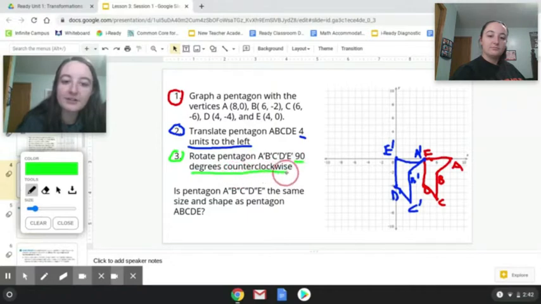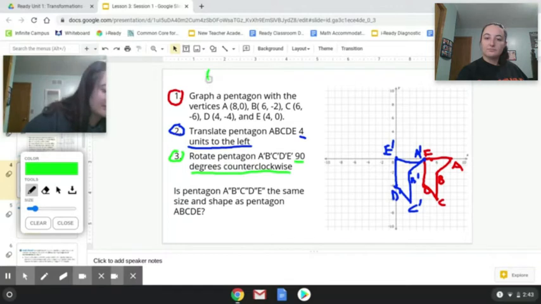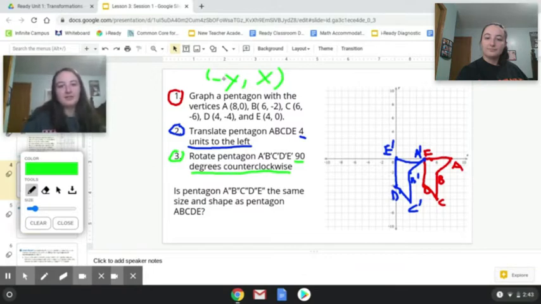When we go 90 degrees counterclockwise, that is the same as (negative y, x). We have to flip the order and then make this value its opposite. And we are doing that on our new figure here. So we have our A prime at 2, negative 2.